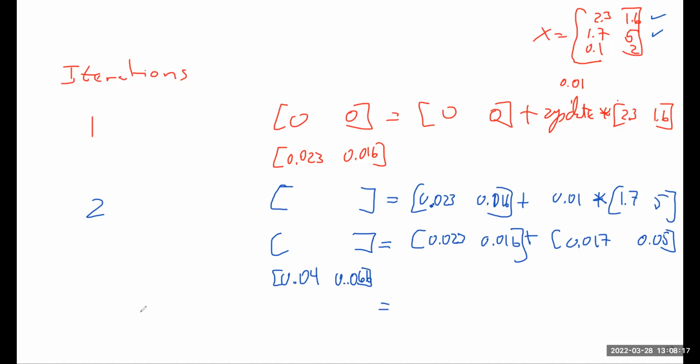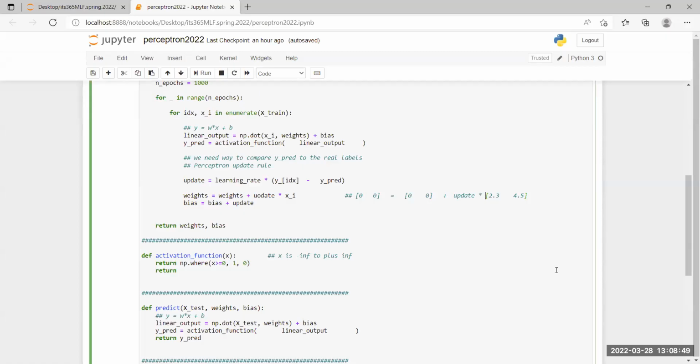And then for the next iteration, I won't do this one, but just kind of state it. Iteration 3, the weights are now 0.04 and 0.066, right? And now we repeat the process again. We update. Just keep in mind the update is changing, right? This is always changing based on this.